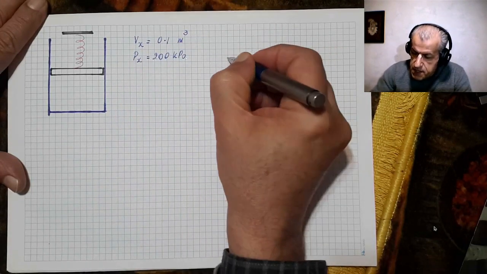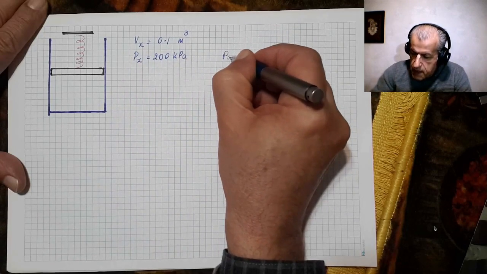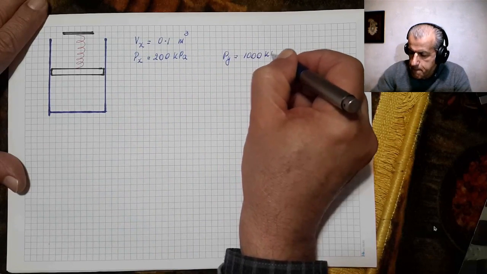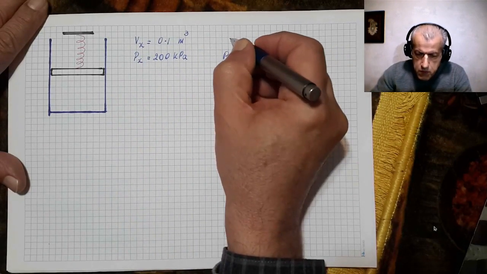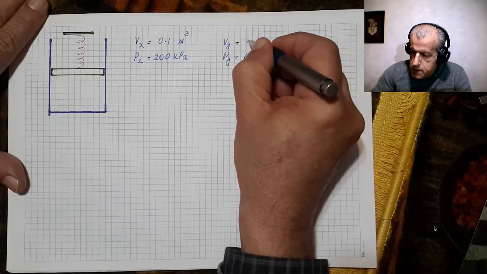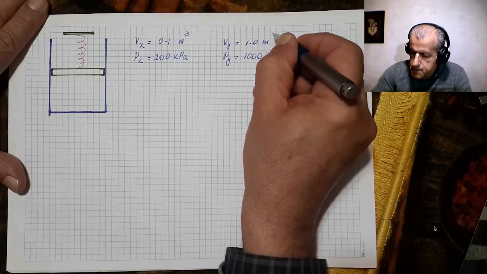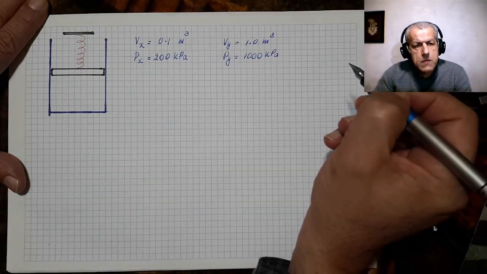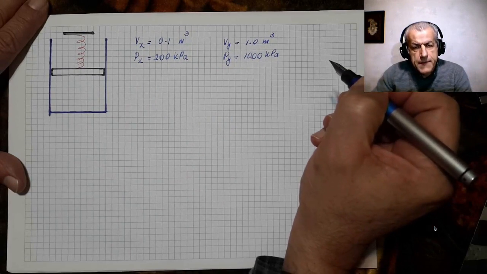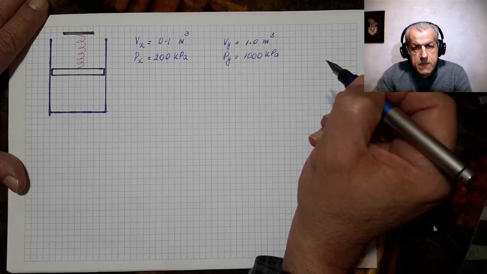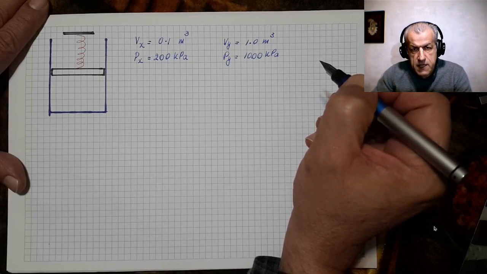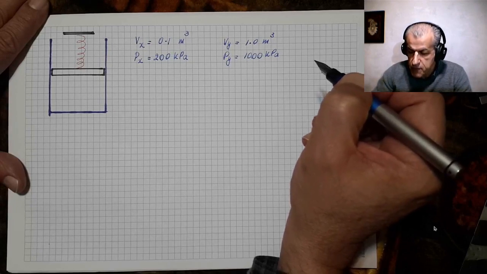And if the pressure increases to Py equals 1000 kilopascal, then the volume would be Vy equals 1 cubic meter. Okay, so this is how the movement of the piston is defined, and the action of the spring, in fact, is defined.